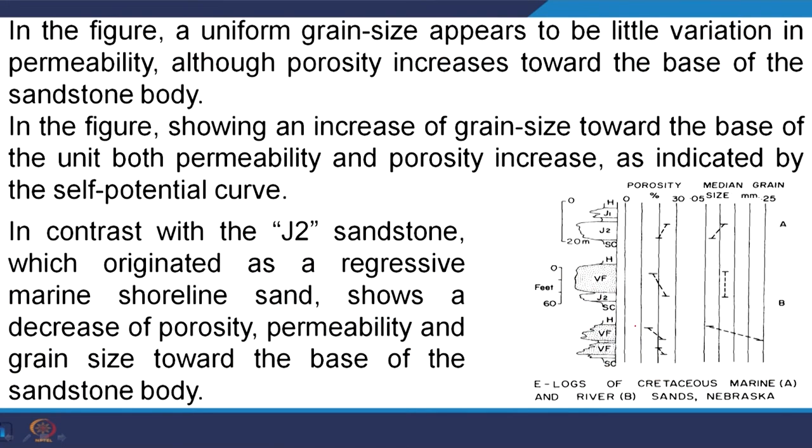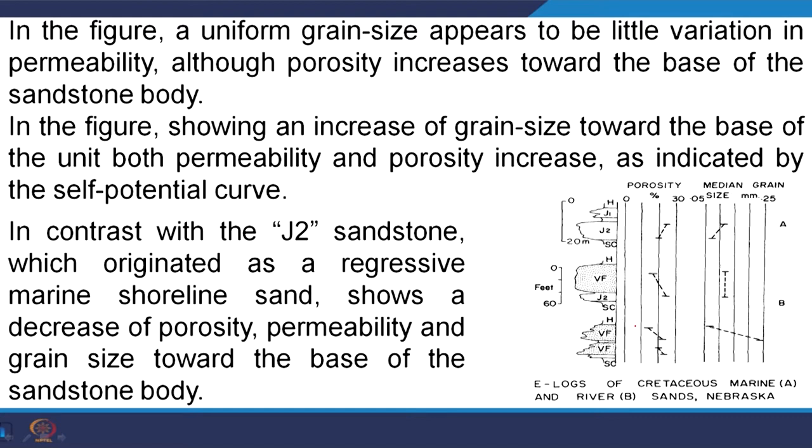In this figure, with a uniform grain size, there appears to be little variation in the permeability, although porosity increases toward the base of this sandstone body. In the figure showing an increase of grain size toward the base of this unit, both permeability and porosity increase, as indicated by the cell potential curve.